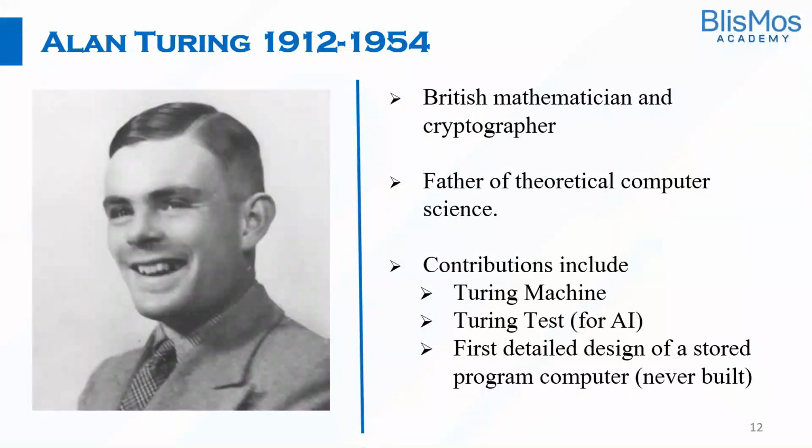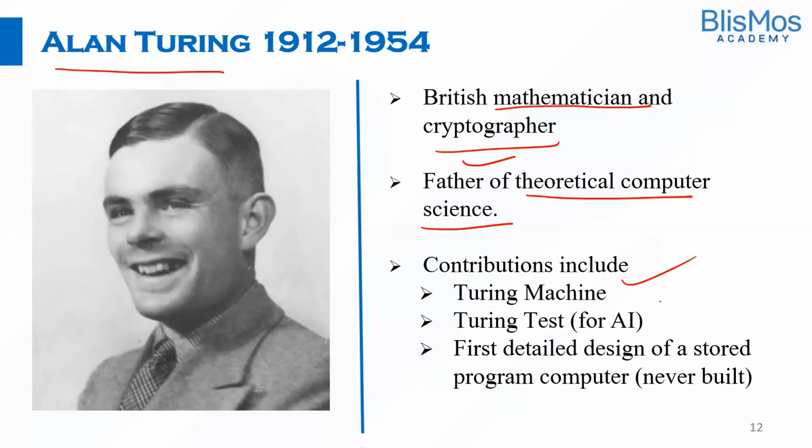Then many people contributed to the advancement of the computers. One of the significant contributions came from Alan Turing. He was a British mathematician and cryptographer. He is also regarded as the father of theoretical computer science. His contributions include the Turing machine, the Turing test, and he is also the one who detailed the design of the stored program computer.